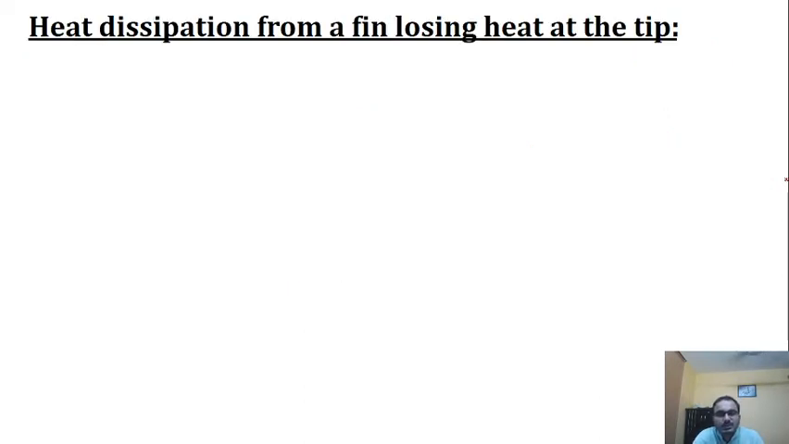So that is the end of that theory, and now we are beginning our next theory, which is heat dissipation from a fin losing heat at the tip. Let me tell you first that this is going to be our longest theory of this chapter, so you should keep your focus over here only.